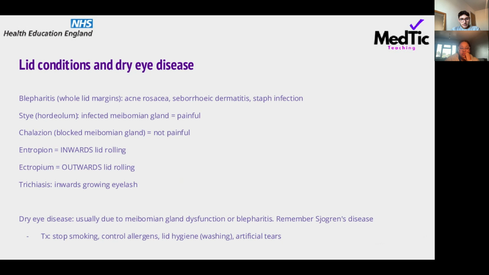Blepharitis can also be a cause of dry eye. And for medical school exams, it was important to consider autoimmune causes such as Sjogren's disease. Management is, again, conservative. Treat what you can treat. So control any allergens, treat the blepharitis and the meibomian gland dysfunction. So again, lid hygiene is important. Stop smoking, because I assume that smoke would disrupt the tear film, or just be an allergen as well. And then artificial tears, of course.